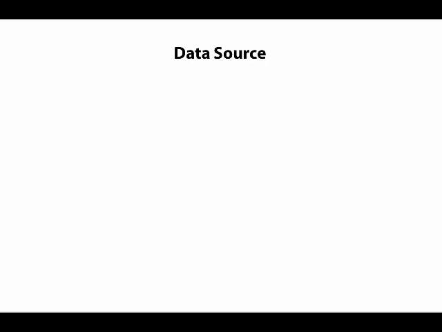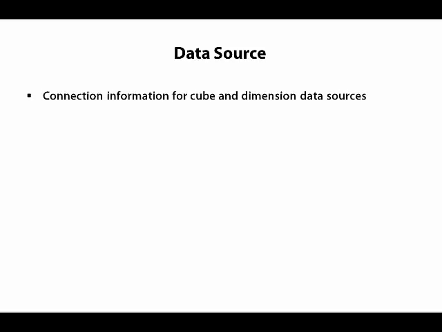Data for our Analysis Services database can come from one or more relational data sources. When we process a database, which we'll learn about in more detail in a separate module in this course, we load the data into the cube and dimension objects that we've defined for that database, and the data source connection information describes where to find that data.